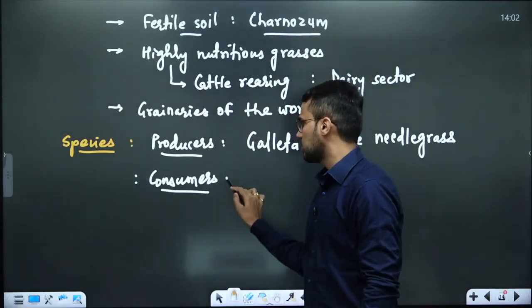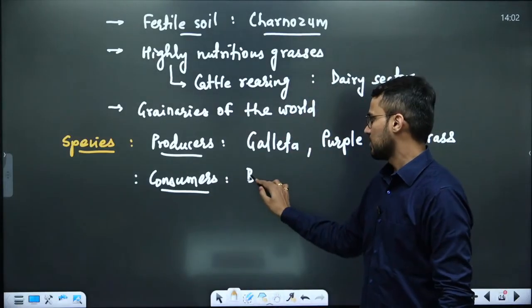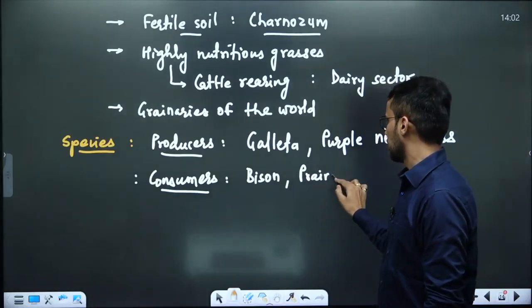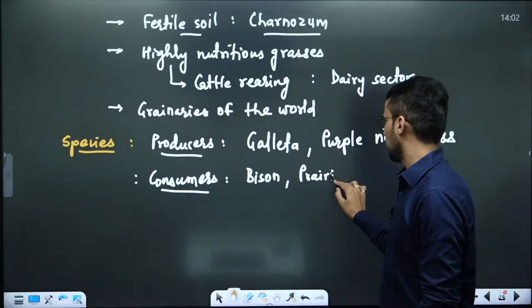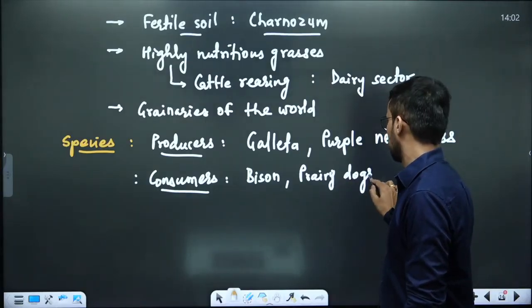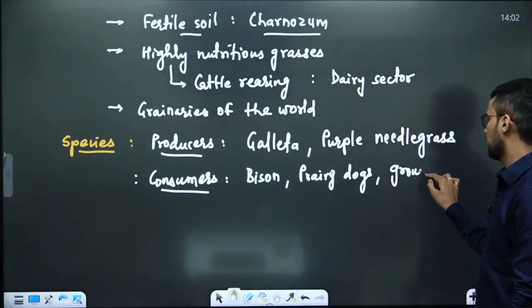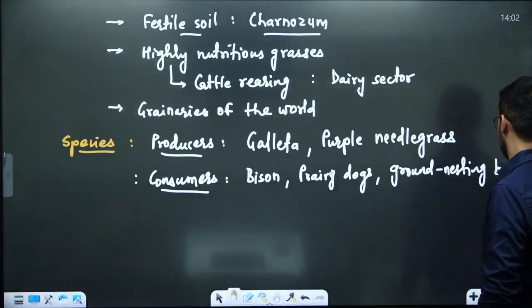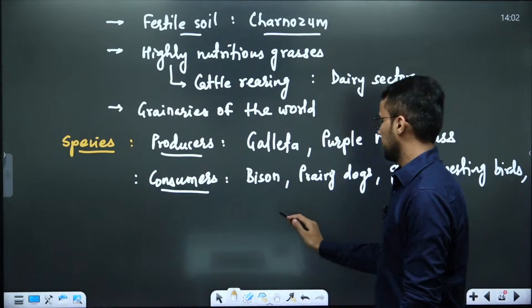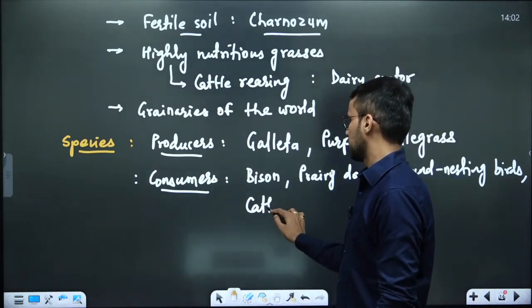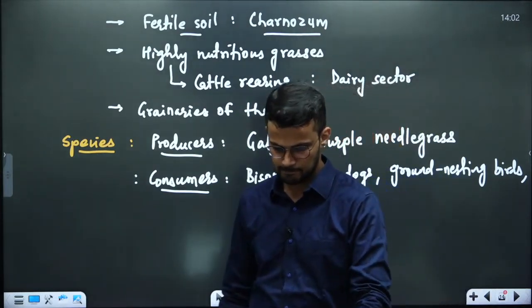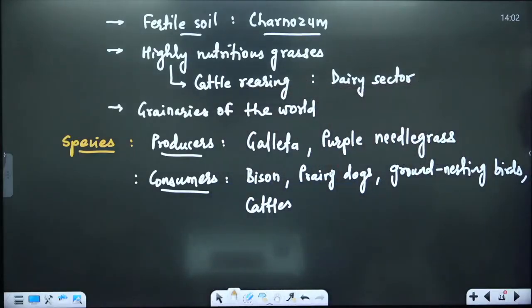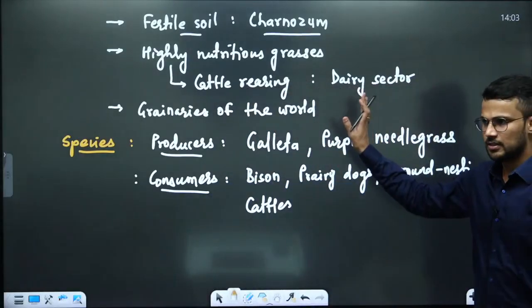What kind of consumers do we have in this area? We have the presence of bison, prairie dogs, ground nesting birds. We have cattle in this particular area. Bison, prairie dogs, ground nesting birds, cattle, etc. Okay.